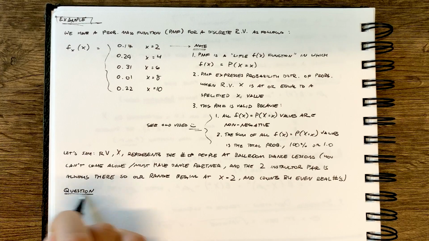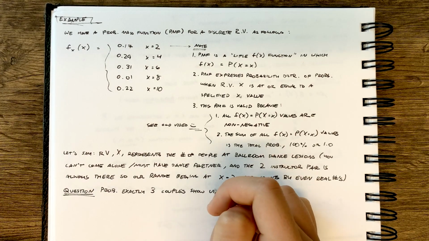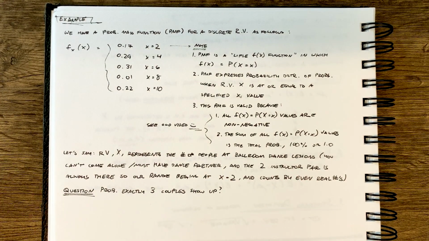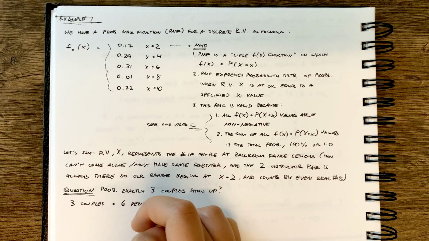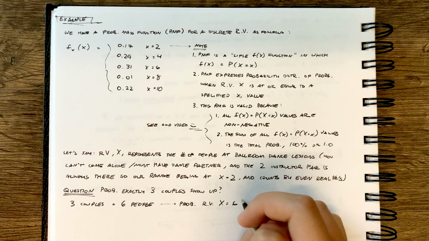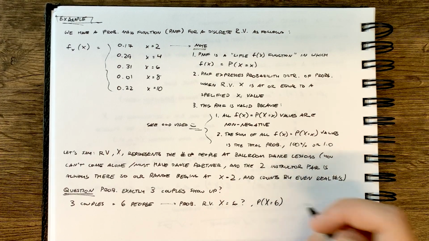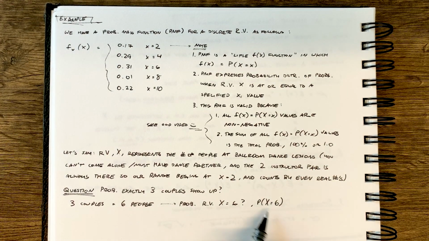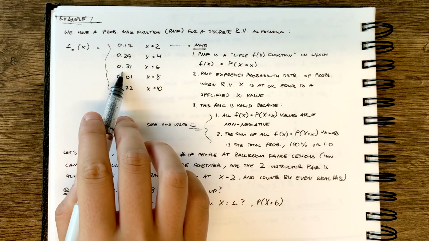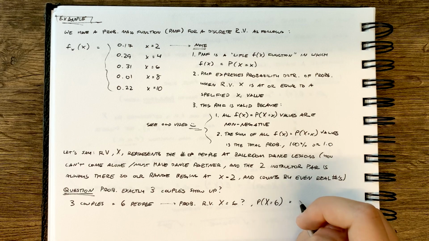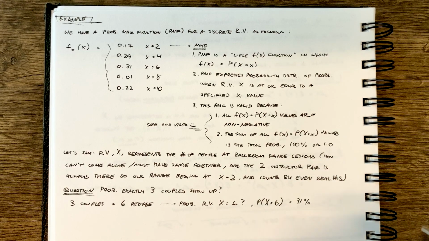So let me pose a question. Let's find the probability that exactly 3 couples show up. So 3 couples would be 6 people, so the probability that our random variable x is equal to 6. Well, we can look back at our probability mass function and see that the probability that x is equal to 6 is just 0.31 or 31%, and this is the probability that exactly 3 couples or exactly 6 people show up, no less, no more.